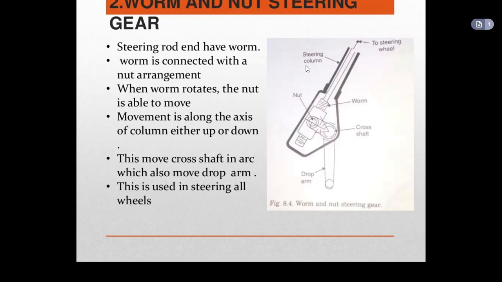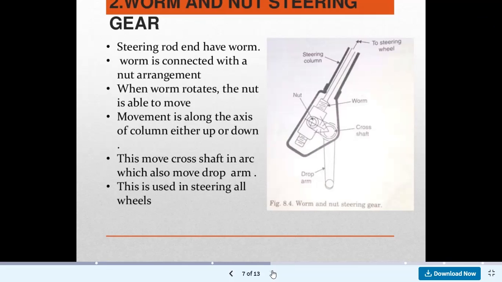When the worm rotates, the nut is able to move. This movement is along the axis of the column, either up or down. This moves the cross shaft in an arc, which also moves the drop arm. This is used in steering all wheels.